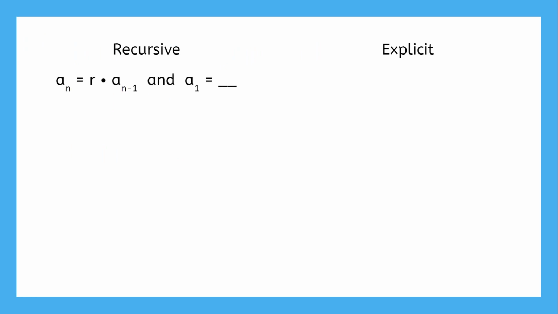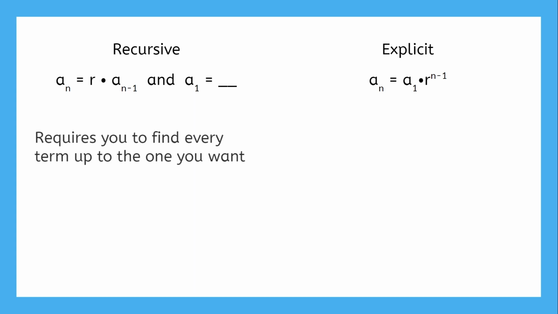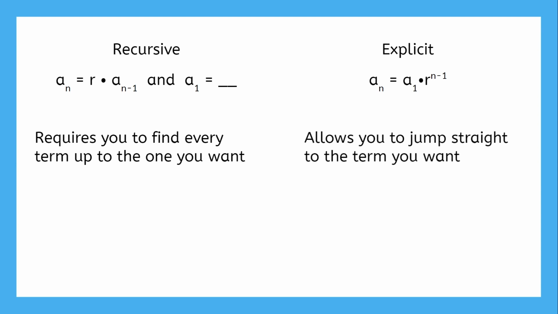The recursive form is broken into two parts, the actual formula and an initial term, so we know where to start. The explicit formula has the same information condensed into a single formula. The recursive formula is easier to understand and remember, but you have to travel through each prior term to reach the one that you want. And the explicit form is harder to understand and remember, but it allows you to jump straight to any term you want. Two forms and formulas for the same geometric sequence.